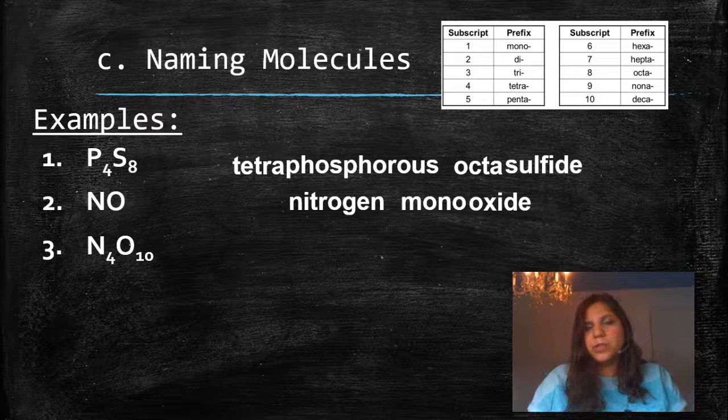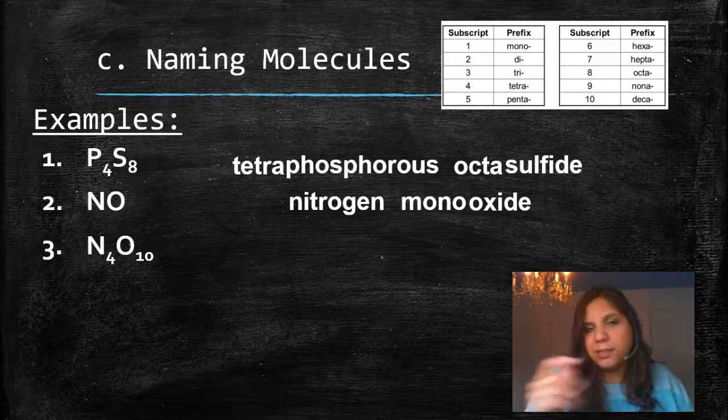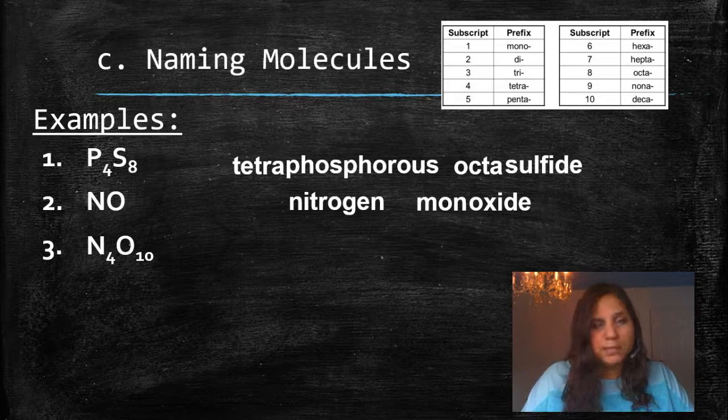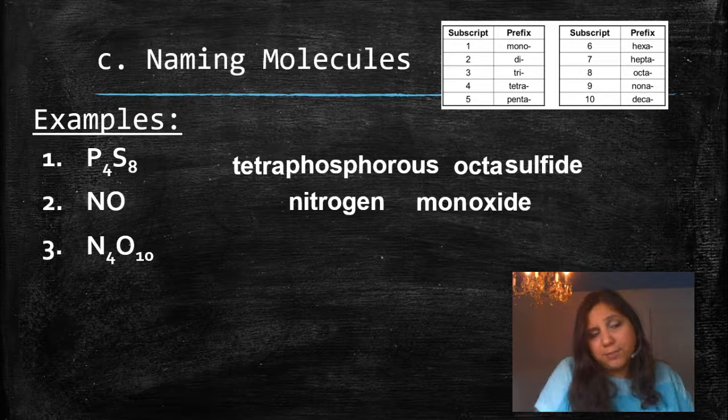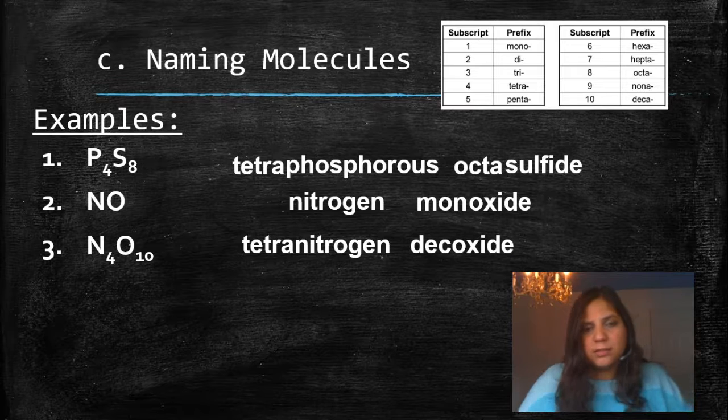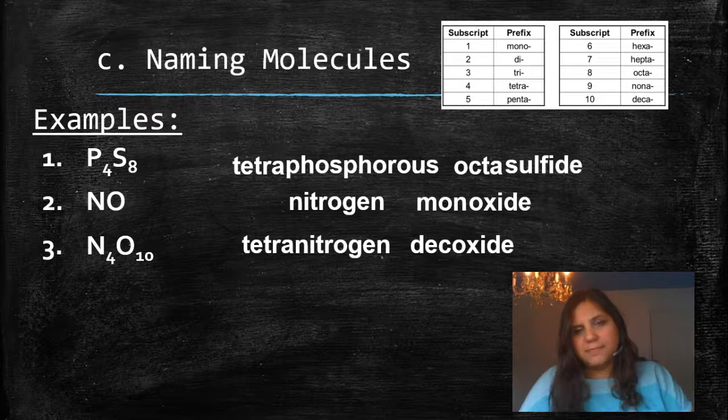The other is when you're naming oxides and you have a prefix that ends in an A or an O, you drop the A or the O in the prefix. So next we have N4O10. Let's do this all at once. We have 4 nitrogens, so that's tetra nitrogen. And we have 10 oxygens, that's deca oxide. Now remember, when we have that double vowel on an oxide, we'll drop the prefix vowel. So this will be tetranitrogen dec oxide.